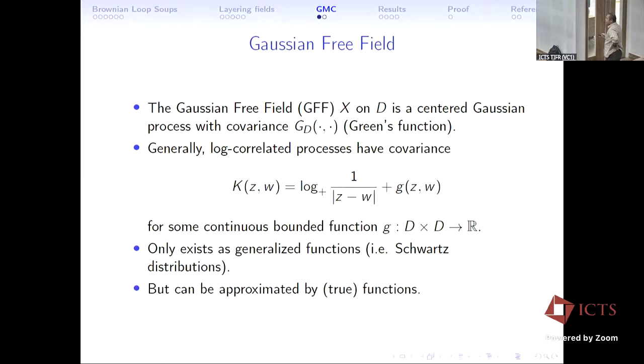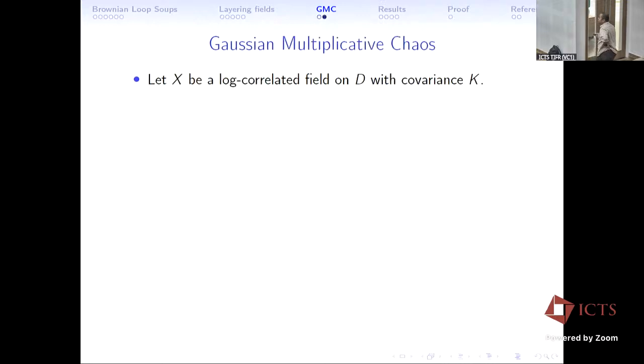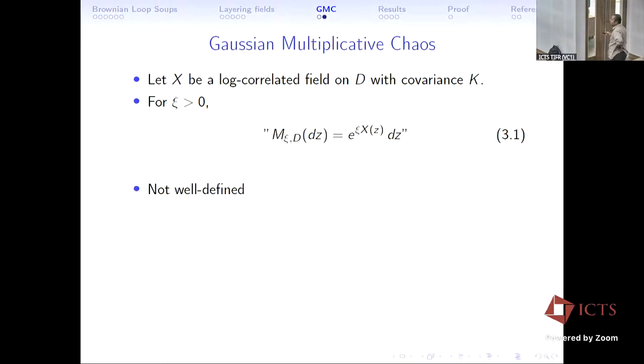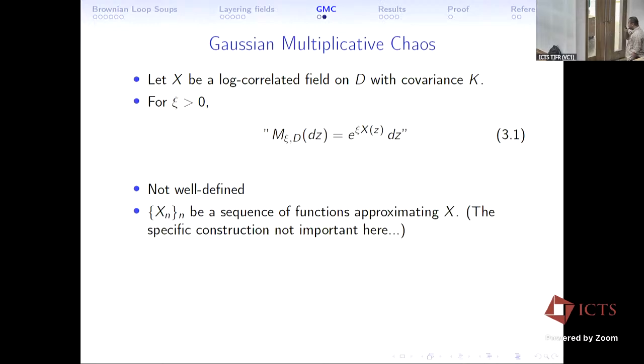There are several ways to approximate the Gaussian free field, and Gaussian multiplicative chaos is morally just the exponential of the Gaussian free field. But again, the problem is that the Gaussian free field, or any log-correlated field, is not defined as a function. It's defined as a generalized function, so you cannot take the exponential of that. So it's not well defined.